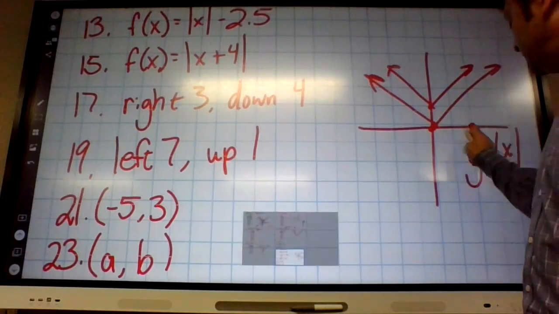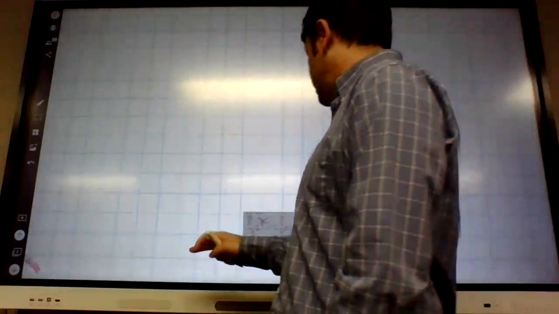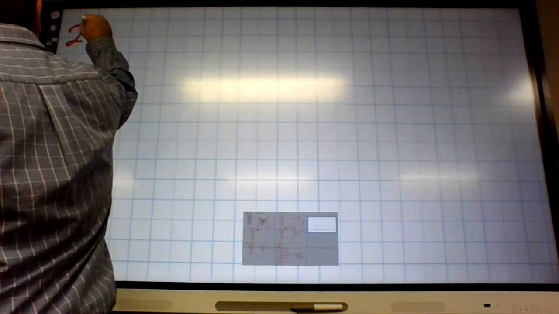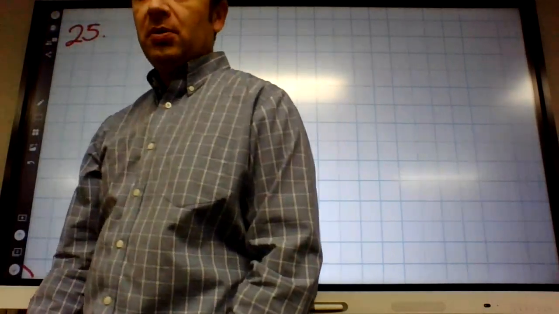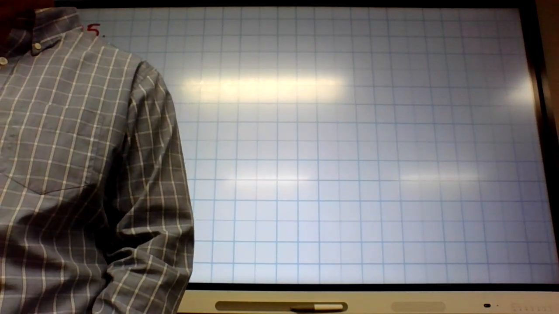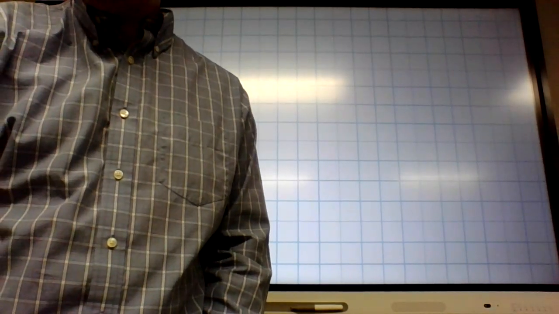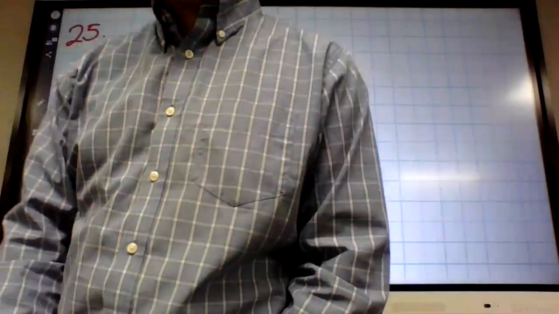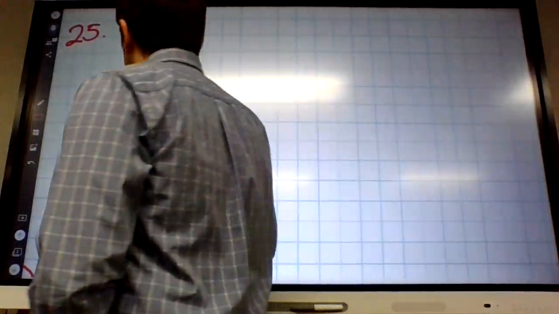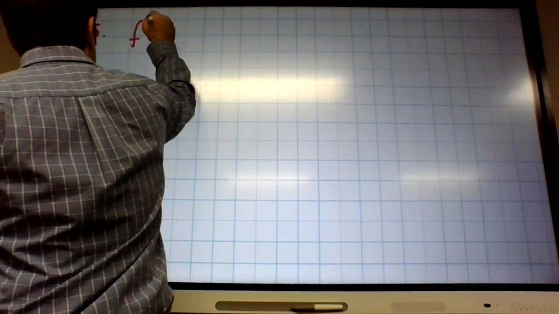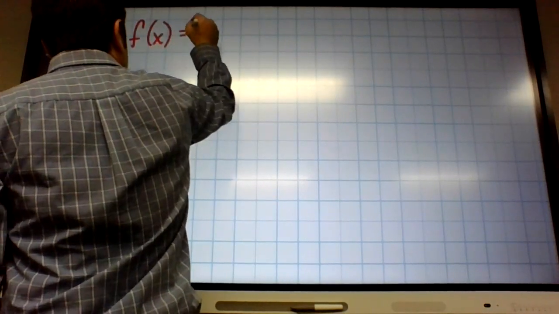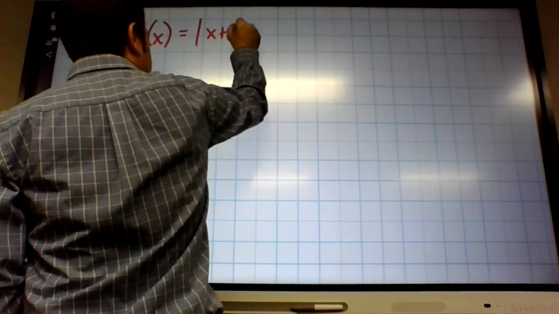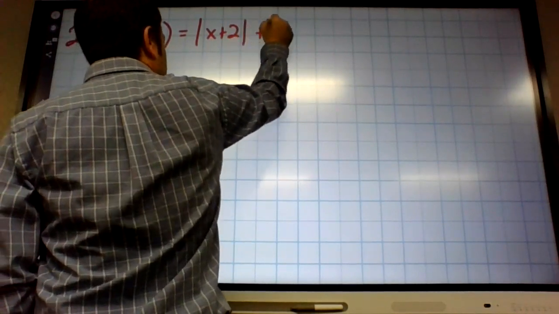Okay, 25, almost done. Let's see, Hank, we're supposed to write the function again like we did on 13 and those problems. How do I write a function that moves left 2 and up 6? X plus 2 plus 6. Well, x plus 2 in absolute value. Yeah, that's the left 2, and that's the up 6.